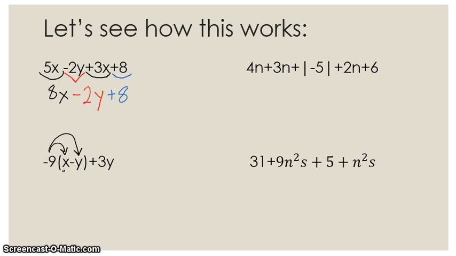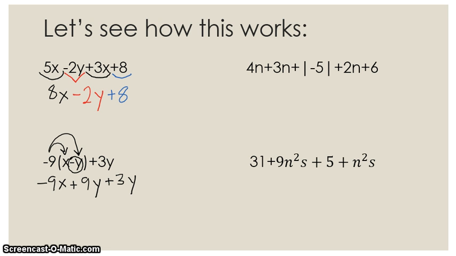Negative 9 times x will give me negative 9x, and then negative 9 times negative y, because remember, this negative goes along with the y. Negative times a negative gives me positive, so it's going to be plus 9y. And then this plus 3 on the end is just going to tag along.